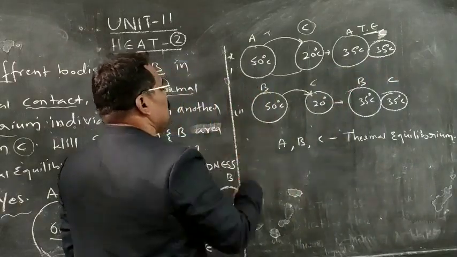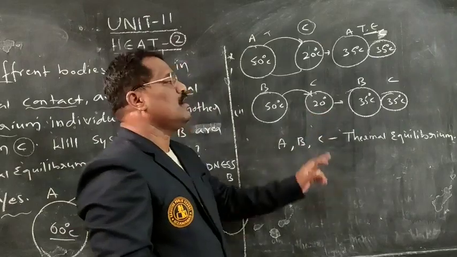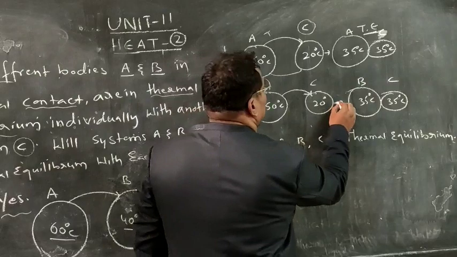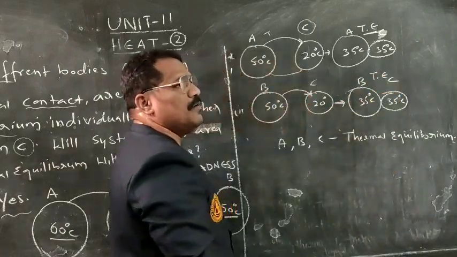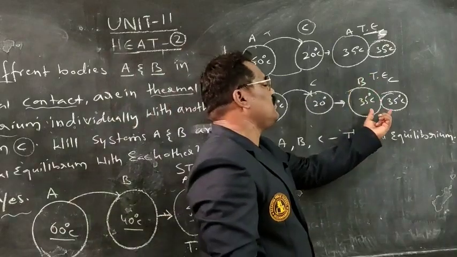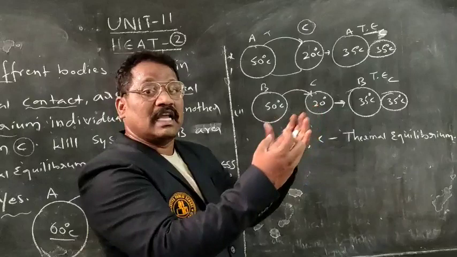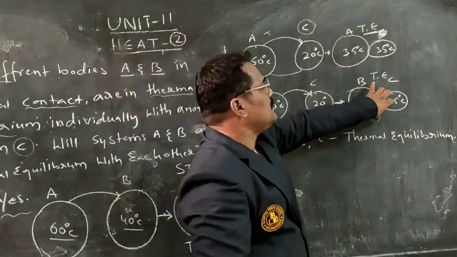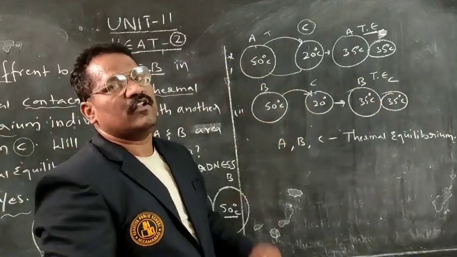Similarly, individually take the next body, that is body B, and make thermal contact with body C, whose temperature is 20 degrees. And again the same process will be repeated. These two bodies also attained thermal equilibrium. As they attain thermal equilibrium, what happened? Neither transmitting of heat nor giving of heat can take place. Steadiness will be attained. As steadiness is attained, we can say that they are in thermal equilibrium.